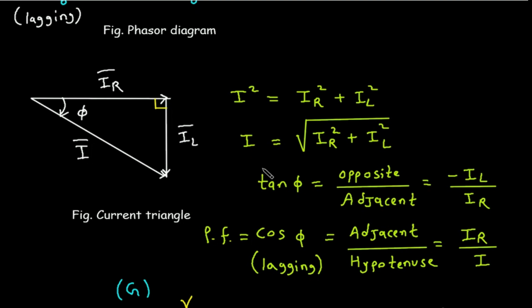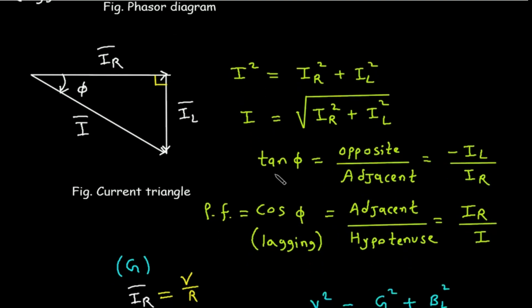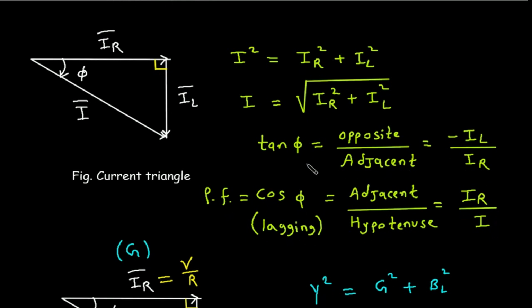Now according to the formula of trigonometry, tan phi is equal to opposite side upon adjacent side. So this is the opposite side and this is the adjacent side. So the opposite side is IL. The direction of this IL is along the y-axis in the downward direction, so that's why this will be minus. The adjacent side is IR. So therefore tan phi is equal to minus IL by IR.